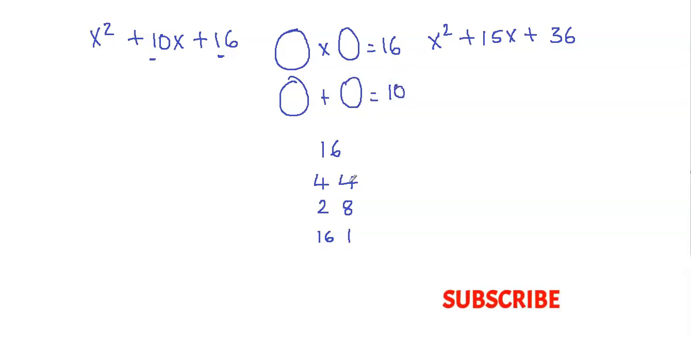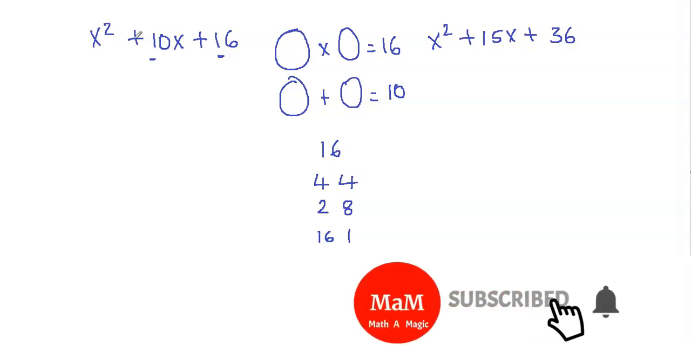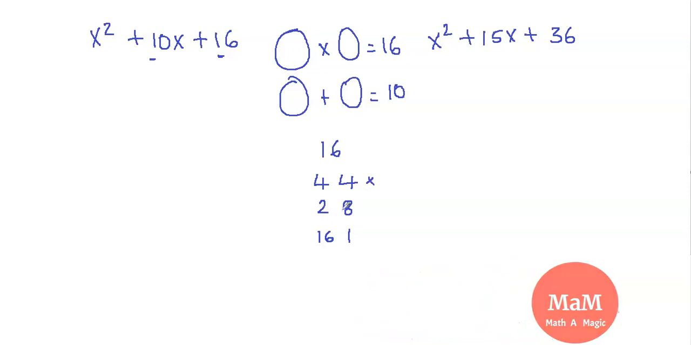Right, so 4 times 4 is 16, but 4 plus 4 is not equal to 10. So this pair, the first pair, will not work. Let's look at the second pair. 2 times 8 is 16, and 2 plus 8 is equal to 10. So this pair would work. So we're going to go with 2 and 8.